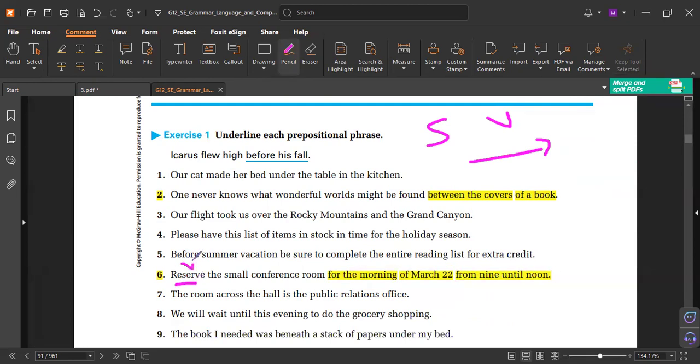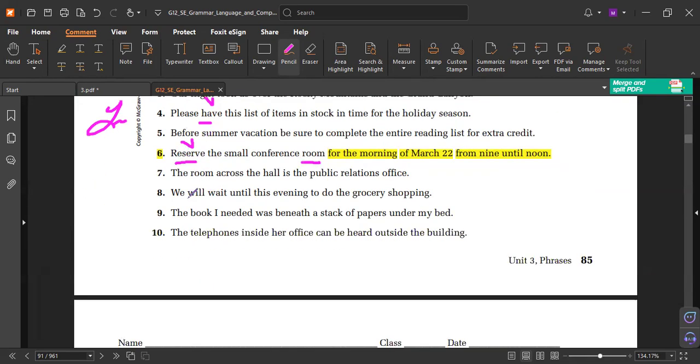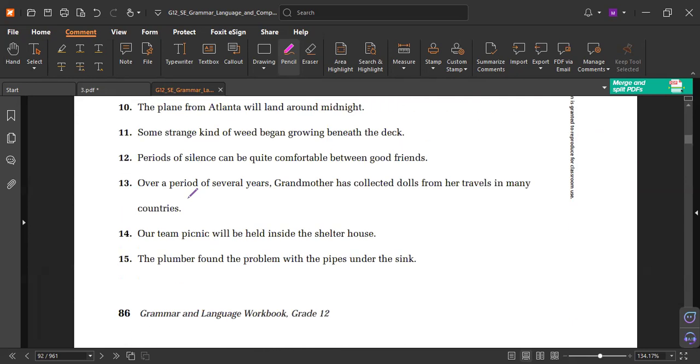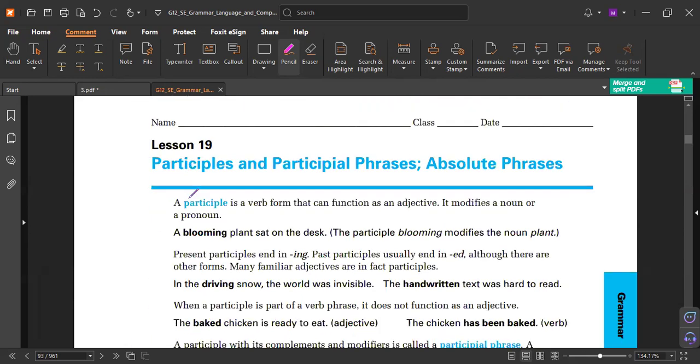Reserve, giving you the order. Reserve what? A small conference room. You catch it? Object. That's it. Look again, of items and stock and time, all of these preposition phrases. Imagine, have a verb. Have is a verb, and I'm giving you an order. Have this list. So this is a verb, and the subject is you, as you know. This is called the preposition phrase. Now, is it easy? Yes, it's easy.